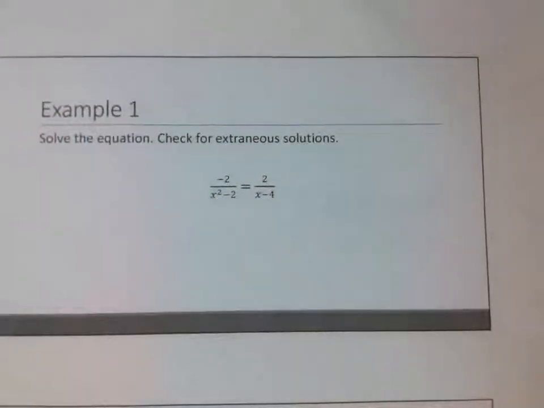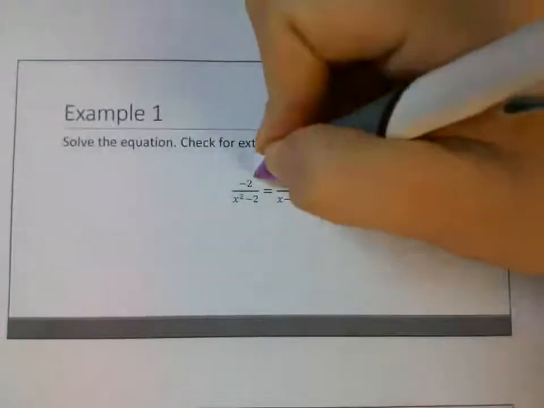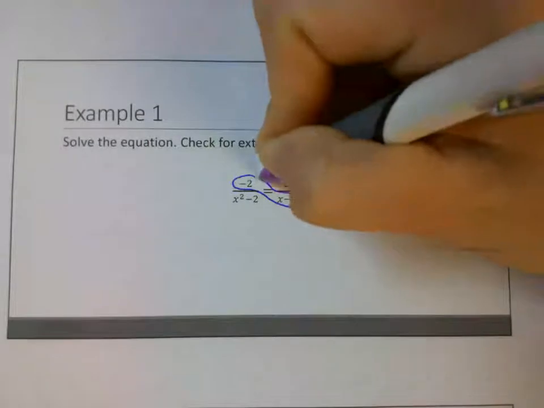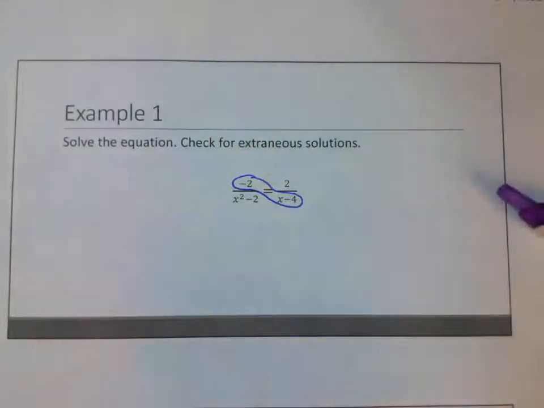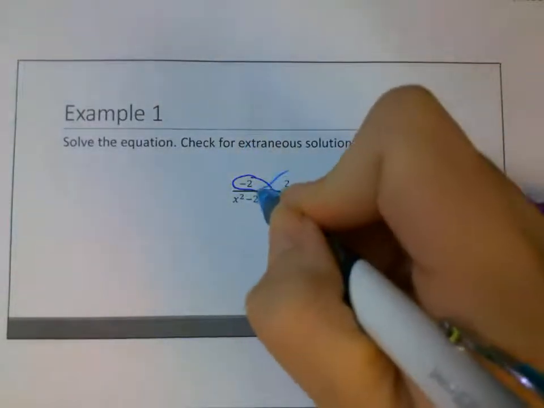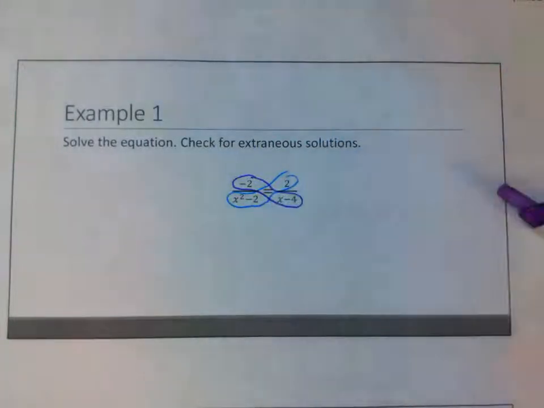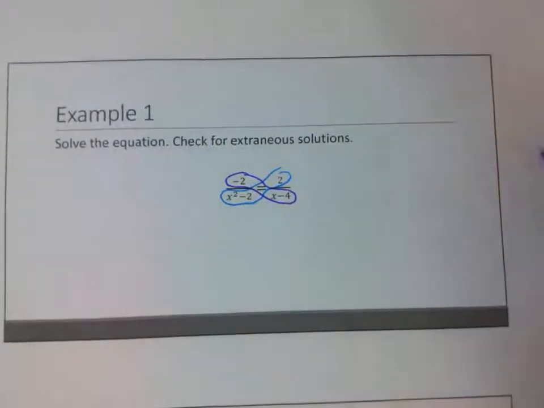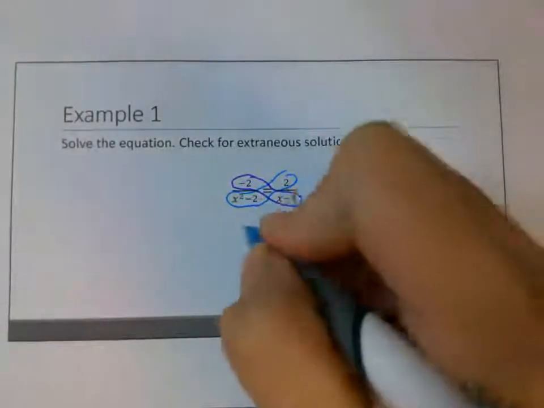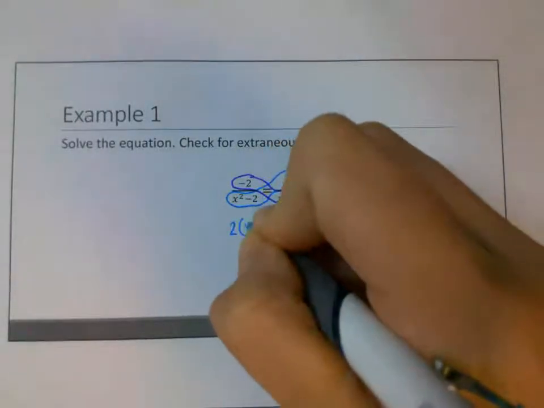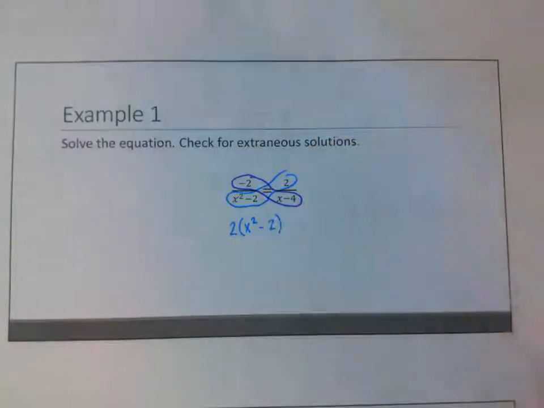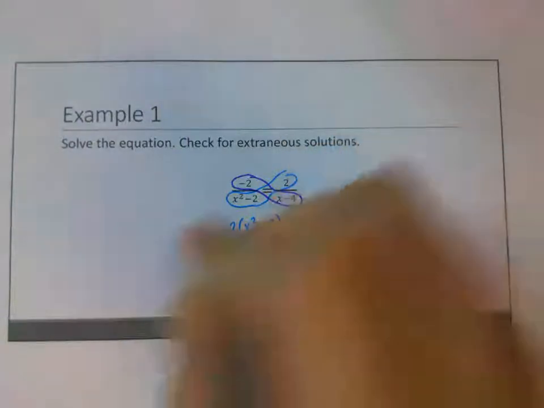So jumping right in, I am going to multiply cross products. So I'm going to look at this diagonal, and I'm going to look at this diagonal. And it doesn't matter which one goes on which side of the equals. It can be whatever. So I'm going to write it out first like this. 2 times x squared minus 2. And then I'm going to have equals.